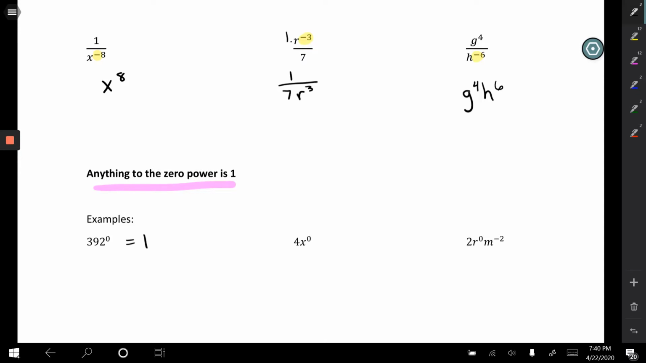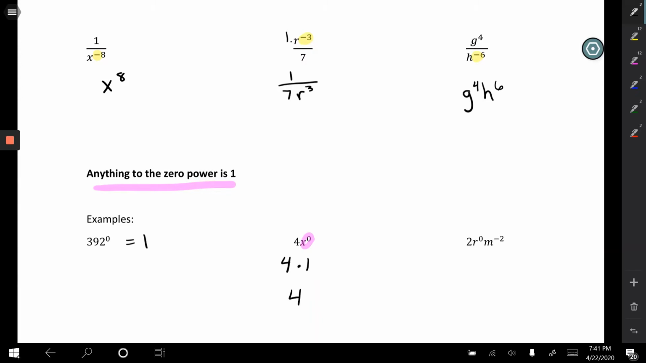So if I have 4 multiplying with x to the 0 power, that means what I really have is 4 times 1, because this x to the 0 power, that's 1. And so I actually just have 4, because 4 times 1 is 4. Now let's take a look at this last example. This is going to take everything that we've just talked about and kind of put it together.